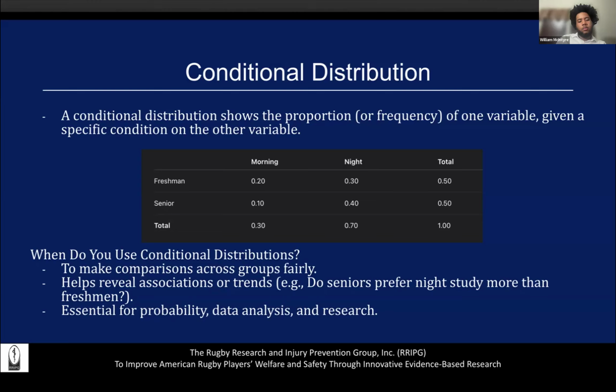For example, do seniors prefer to study at night more than freshmen? You can look at that condition in the table and see that the proportion of seniors that prefer to study at night is 0.4, whereas the proportion of freshmen that prefer to study at night is 0.3. So from the condition, more seniors prefer to study at night than freshmen. This is essential for probability, data analysis, and research.